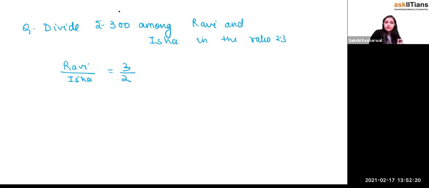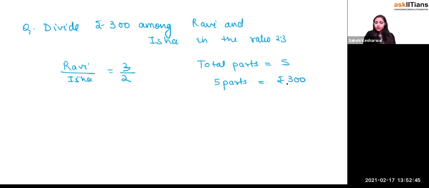Ravi is going to get 3 parts out of it and Isha is going to get 2 parts of it. And the total part is how much? So you have divided the money into how many parts? The total parts is 5 parts, right? Ravi is going to get 3 parts, Isha is going to get 2 parts, so the total is 5 parts. Now this 5 parts is equal to how much? That is rupees 300, right or not? So one part will be equal to how much? One part will be equal to what?